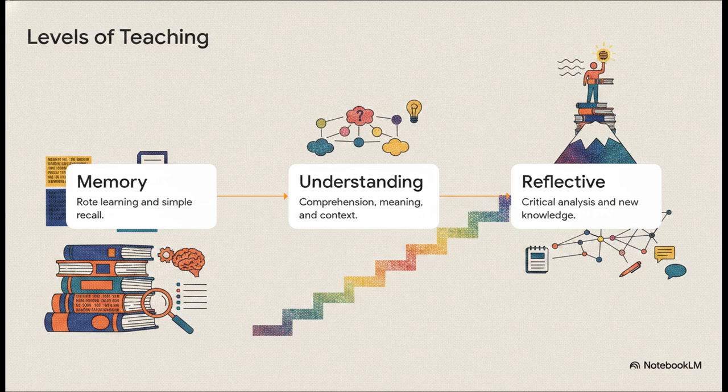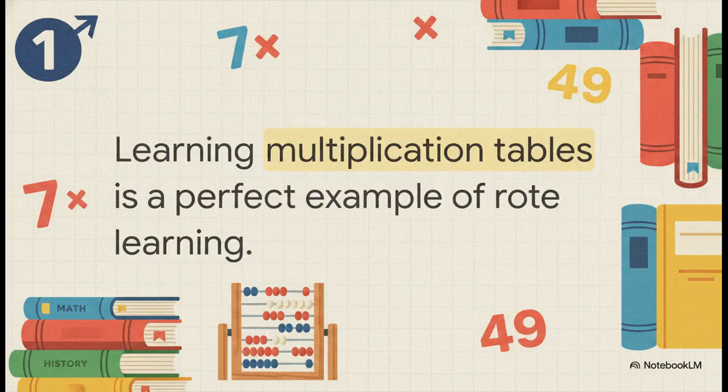And finally, we reach the peak, step 3, the reflective level. This is the highest stage where learners develop independent thinking, capable of critical analysis, and even creating entirely new knowledge. Think back to your early days in school for a second. Learning the multiplication tables is the perfect example of the memory level. You aren't debating the deep philosophy of math, right? You're just memorizing that 7 times 7 is 49. You absolutely need this fundamental rote learning before you can tackle anything more complex.